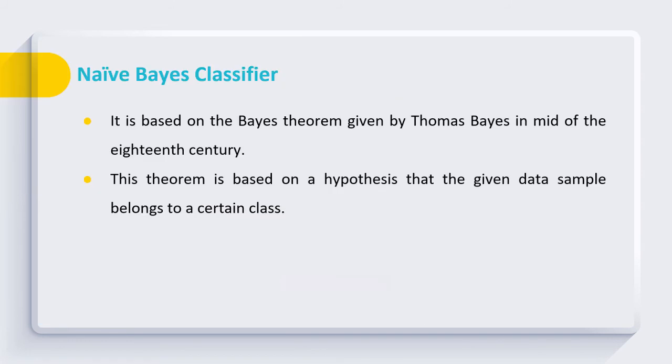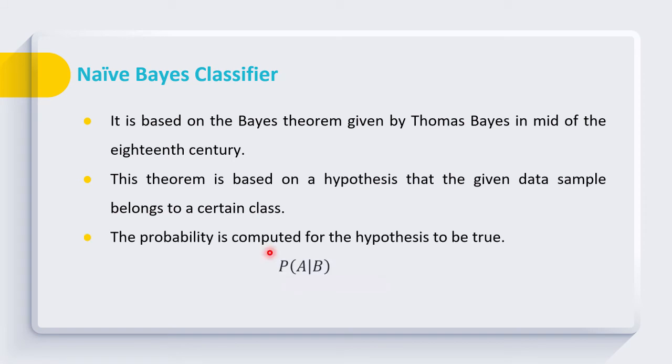Naive-Bayes classifier is based on Bayes theorem, and Bayes theorem was given by Thomas Bayes in the mid 18th century. So it's very interesting to know that the theorem which was given by a scientist in the 18th century is nowadays used in machine learning for building classifiers, and the classifier which is based on Bayes theorem is known as naive-Bayes classifier. This theorem is based on the hypothesis that the given data sample belongs to a certain class. Actually, in this case we calculate the probability for the given hypothesis to be true.